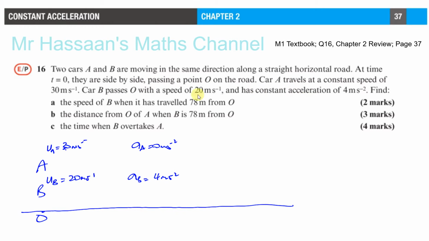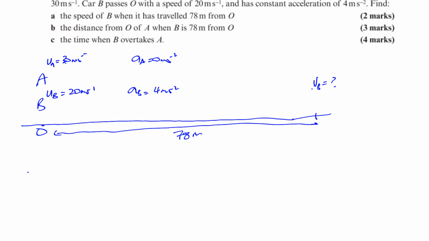Okay, find the speed of B when it has traveled 78 meters from O. So let's say that's a distance of 78 meters. We want to find the speed of B, so the final velocity of B after 78 meters. We're going to use SUVAT here, the SUVAT equations. So we're going to fill in all what we know.